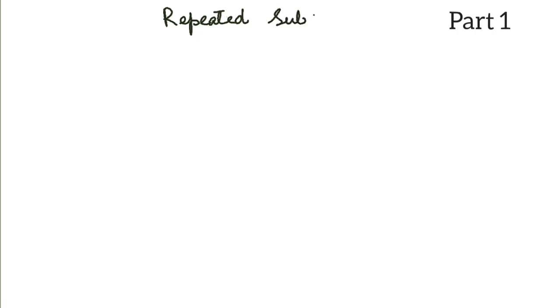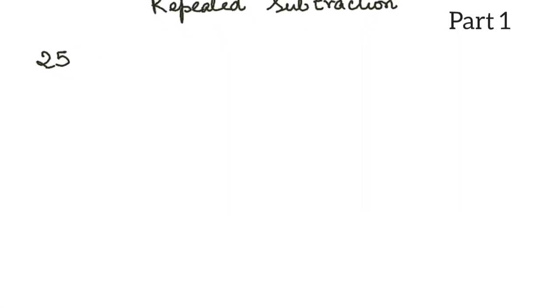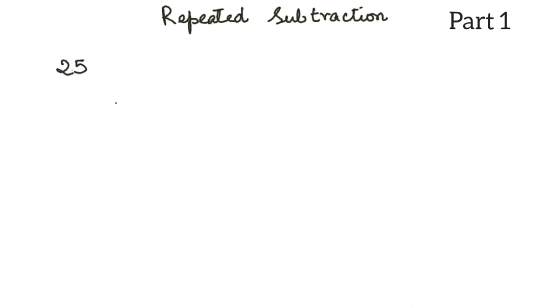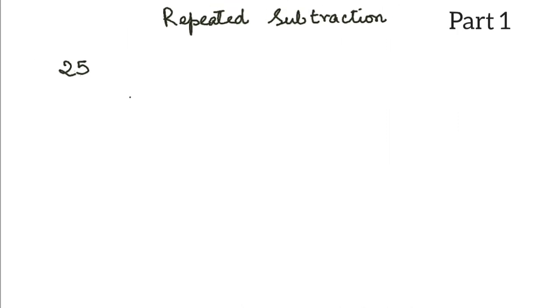So what we basically do in repeated subtraction, now let us say that we have been given a number 25, and I know it's straightforward. You can simply find the square root of 25. As you know, 5 times 5 is 25. But here, using this small number, we will learn how to use the repeated subtraction method.